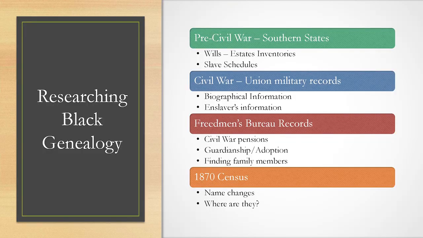So, Black genealogy before the 1870 census. If you're looking in southern states, this is going to be when you're looking at when they were enslaved. And there's not going to be a whole lot of records verifying their family. One thing you can look at are wills, estate inventories, you can check slave schedules. The Civil War, you can check the Union military records. I found some great stuff in those. You'll see that in a few minutes. Freedmen's Bureau records after the Civil War. Those are a treasure trove. You can find them on FamilySearch.